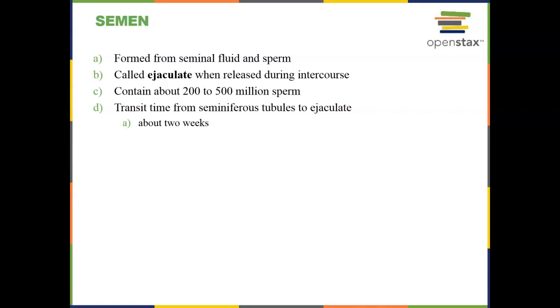Each ejaculate typically has anywhere from 200 to 500 million sperm, and these sperm are going to move into the vaginal canal. By the time they reach the egg in the fallopian tube, there may only be a couple dozen sperm left. So it really depends on how healthy and strong the sperm are.